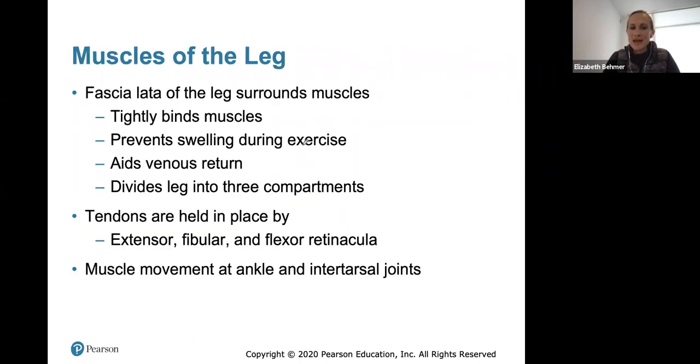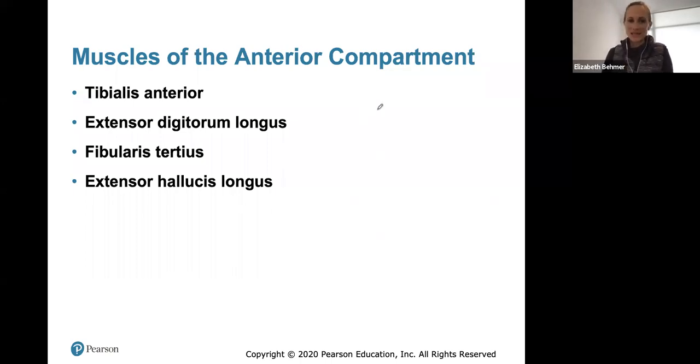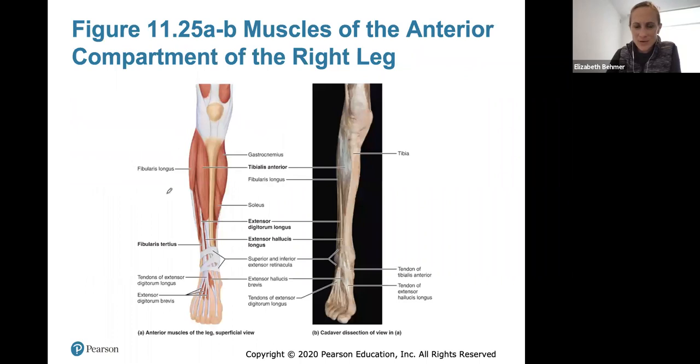Muscles of the leg then, fascia lata of the leg surrounds these muscles to tightly bind them together. The tendons are held in place by different connective tissue, and muscle movements are at the ankle and intertarsal joints. We have a tibialis anterior, extensor fibularis, and extensor hallucis longus. So these are all on the anterior compartment of the lower leg. And you can see these muscles here.